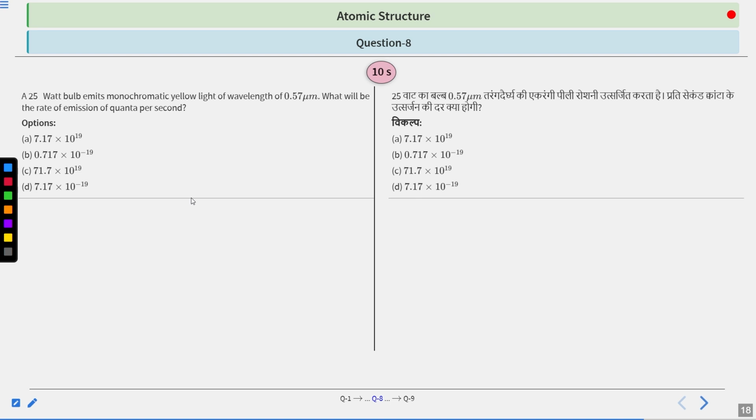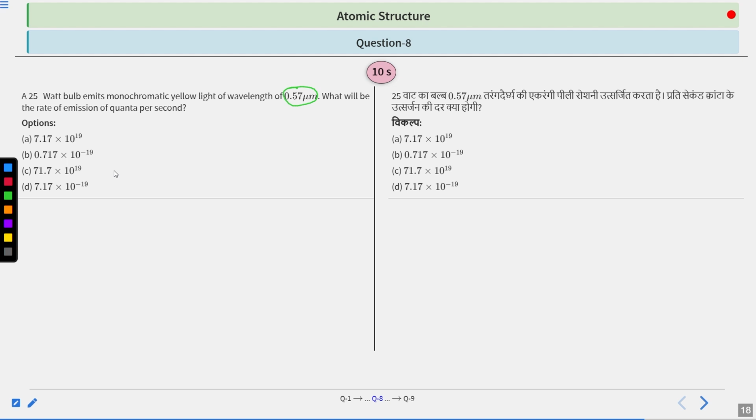Next question says that a 25-watt bulb emits monochromatic yellow light of wavelength 0.57 micrometer. What will be the rate of emission of quanta per second? Options: A, 7.17 into 10 to the power minus 19. Option B, 0.717 into 10 to the power minus 19. Option C, 1.7 into 10 to the power 19. And option D, 7.17 into 10 to the power 19.